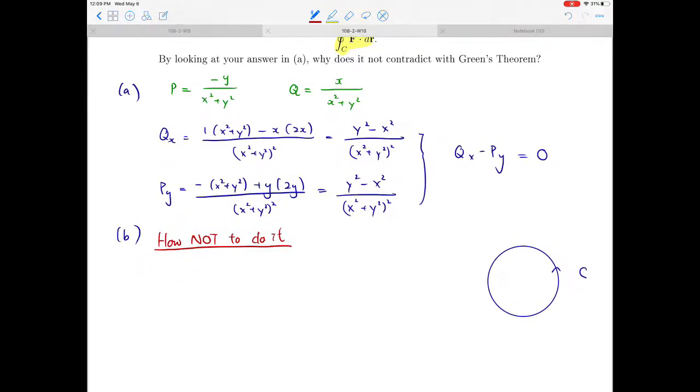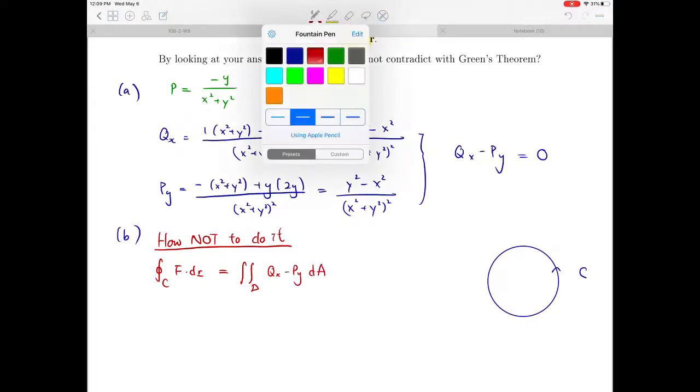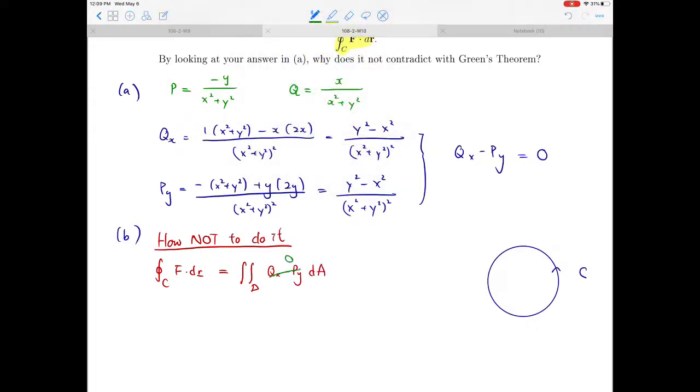So how not to do it is, I want to evaluate this line integral over C of F dot dr. Let me apply Green's theorem. By Green's theorem, this is the double integral over the region D bounded by the curve of Qx minus Py dA. But by part A, I know that this is 0. Integrating 0, of course, this is 0. And then it turns out this is wrong.